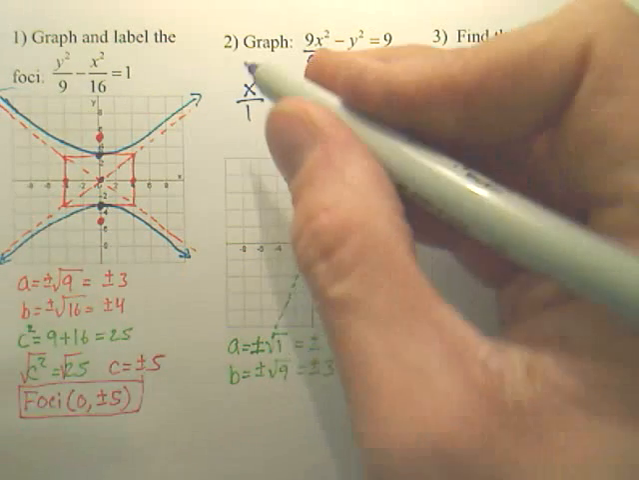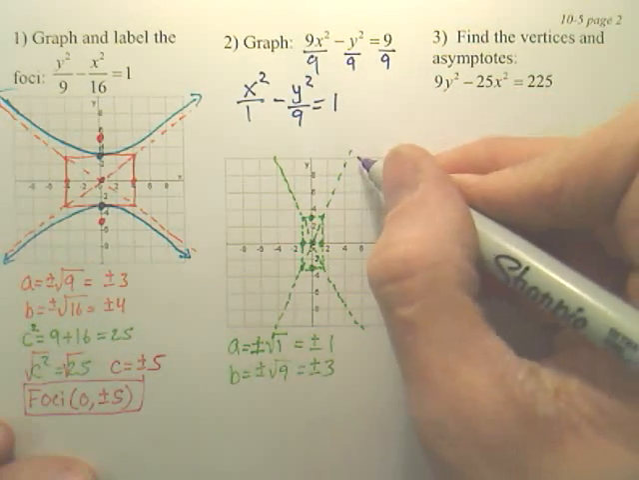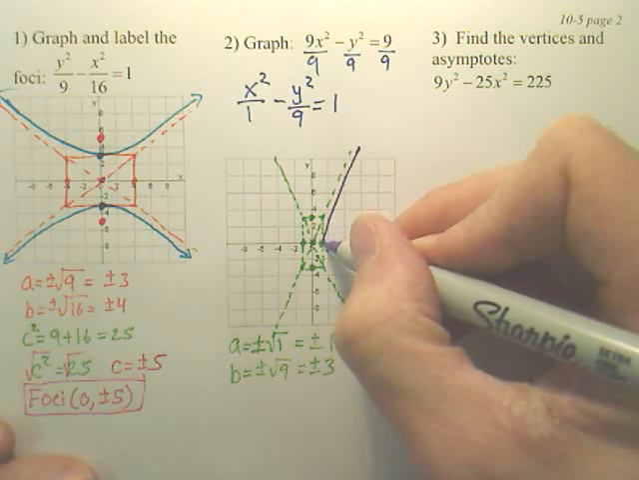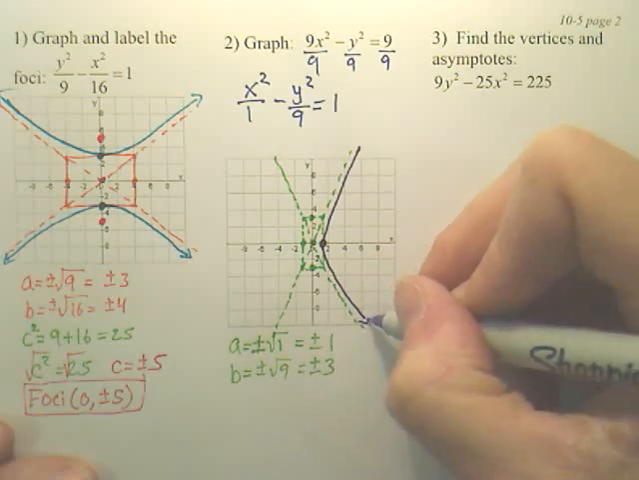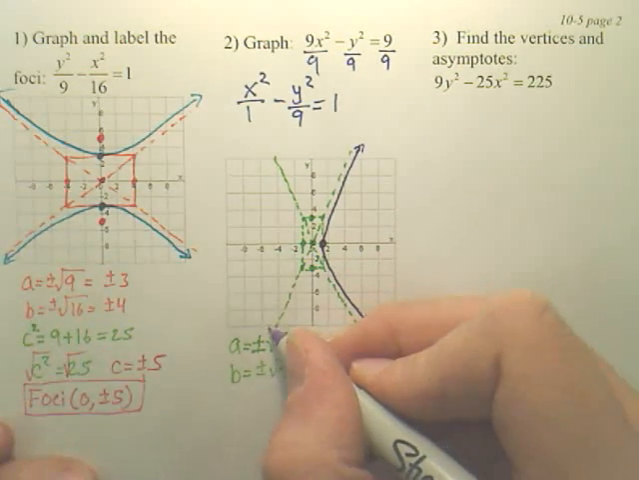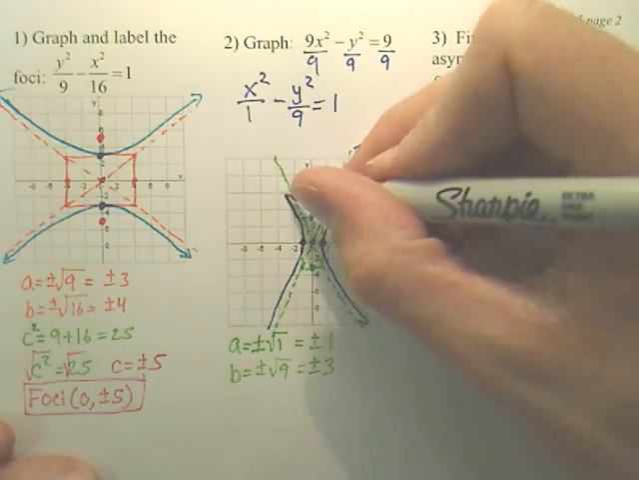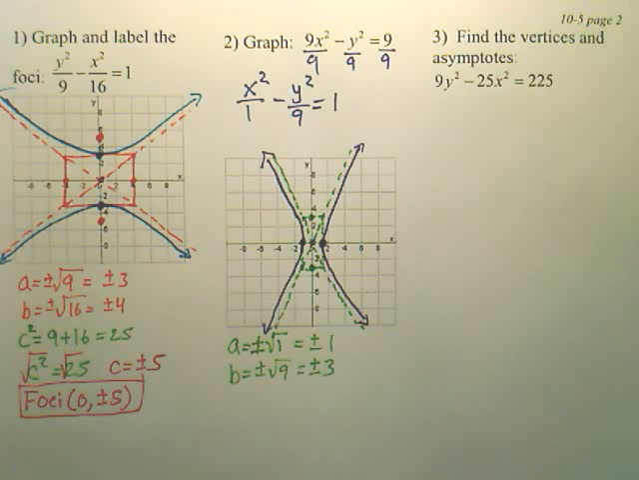So hopefully you notice the x is your first variable. So what that means is it's going to go along the x-axis. So your hyperbola is going to go along the asymptote, come and hit the vertex, and then go back along the asymptote. And those would be our hyperbolas.